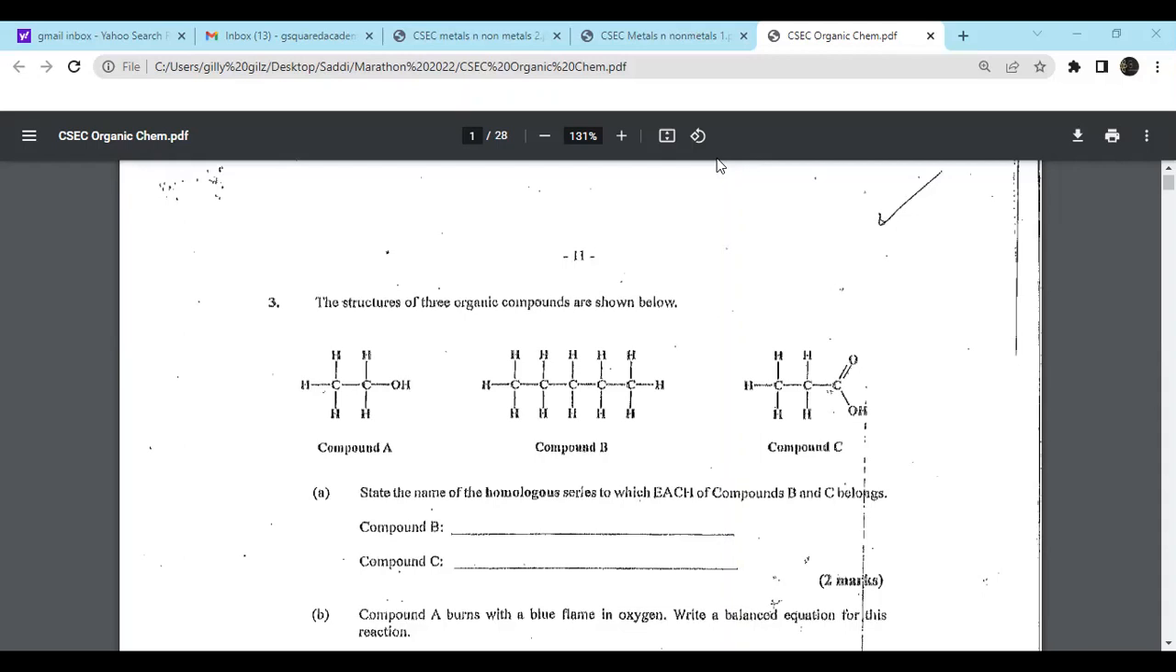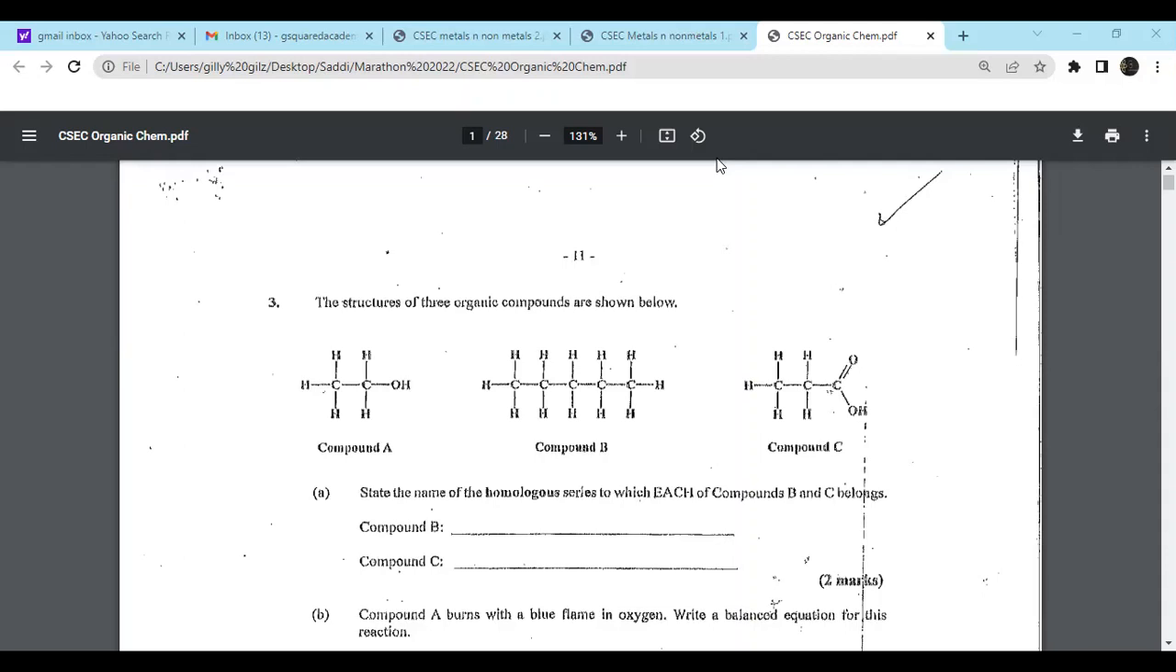All right, so welcome guys to the second half of this session. Based on what CXC has put out, you're expected to know about the introduction to organic chemistry and the reaction of organic compounds. Thank God they don't ask you guys about polymers, which is a stretch. So it's mostly about introduction.